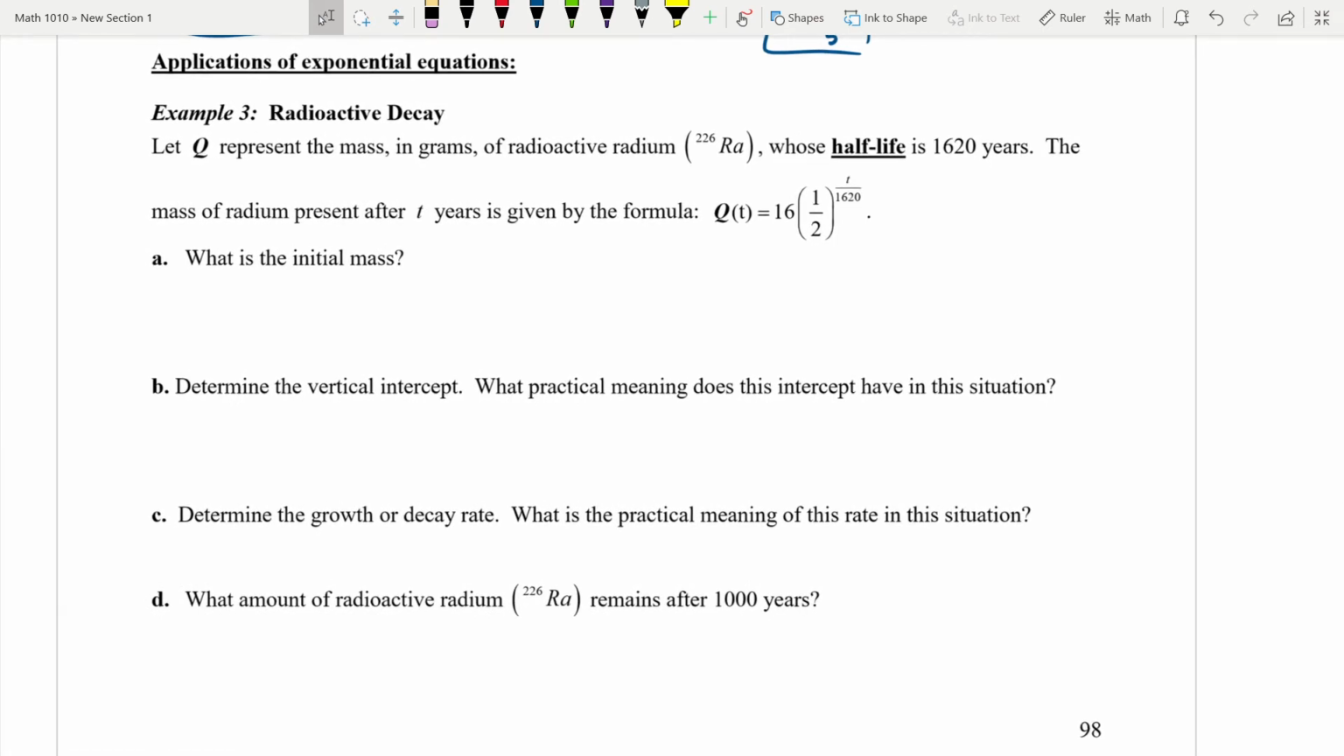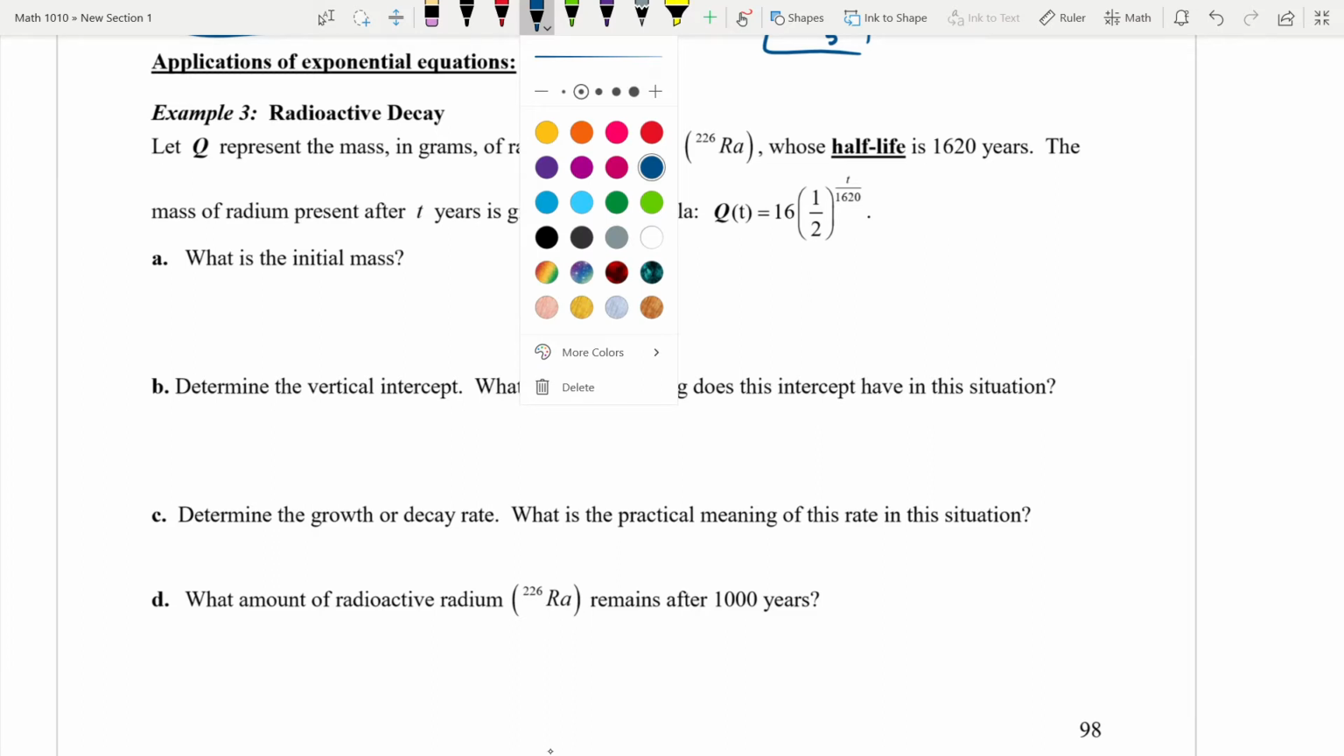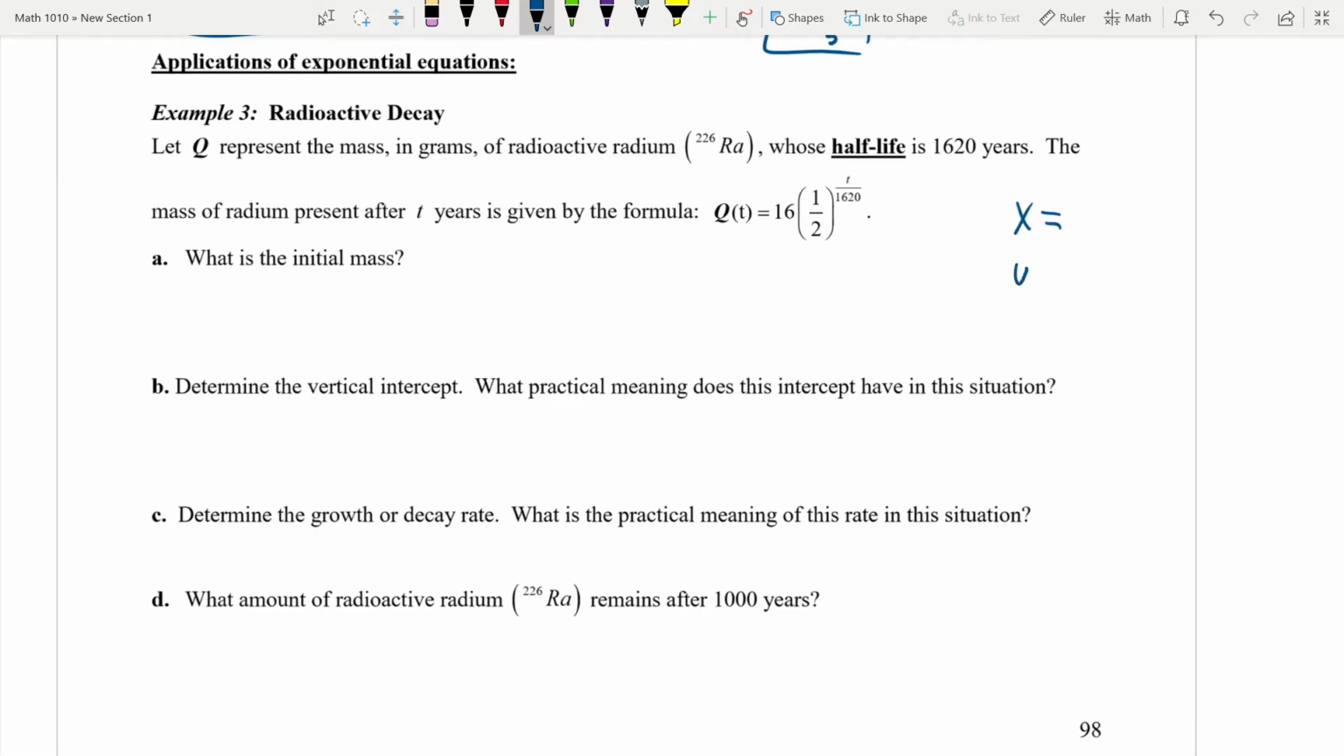Okay, so here is an exponential decay problem. It says Q represents the mass in grams of radioactive radium. Let's put X equals, Y equals, because I know you think in terms of X and Y. What it's solved for is the Y. So Y is the Q of T, and that represents the mass in grams, how much radioactive radium we have. The X stands for the T, the number of years that have passed.